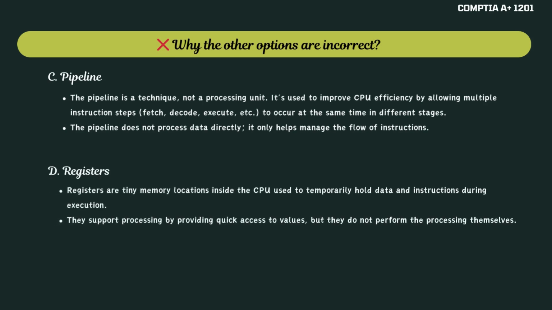Answer D. Registers. Registers are tiny memory locations inside the CPU used to temporarily hold data and instructions during execution. They support processing by providing quick access to values, but they do not perform the processing themselves.